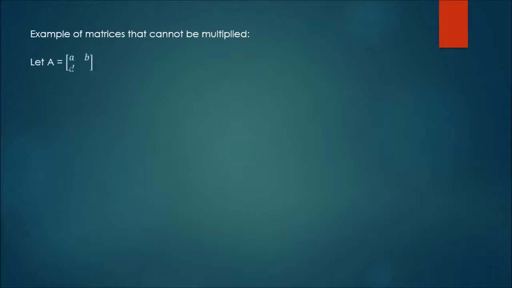Let's move to the next slide. Example of matrices that cannot be multiplied. Okay, we should see that also. Let's suppose two matrices, A of 2 cross 2 and B of 3 cross 2. These are two matrices. Now let's see the criteria. We know the criteria.